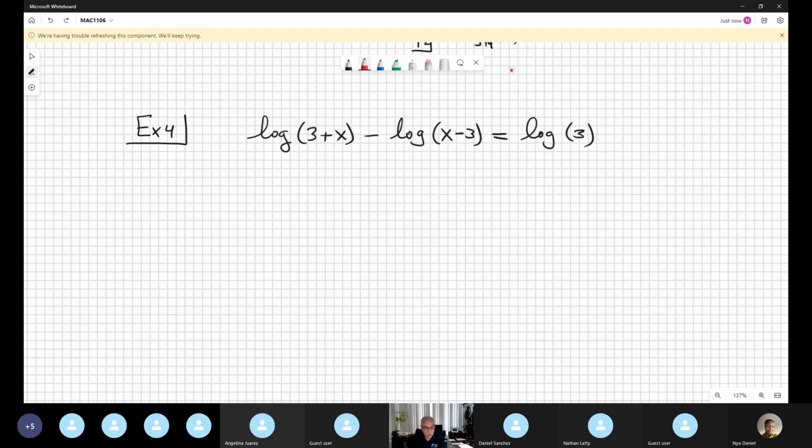No. You condense these 2 on the left-hand side. So you take this left-hand side and condense it into only 1. It's a logarithm, and this is minus, so by property 6 it's division. So it's 3 plus x divided by x minus 3. Let me copy it like this. This is the argument of this.